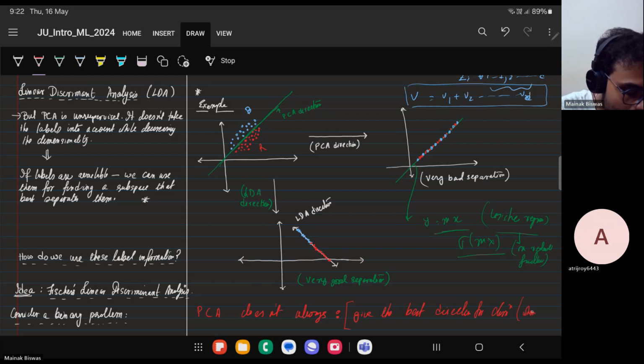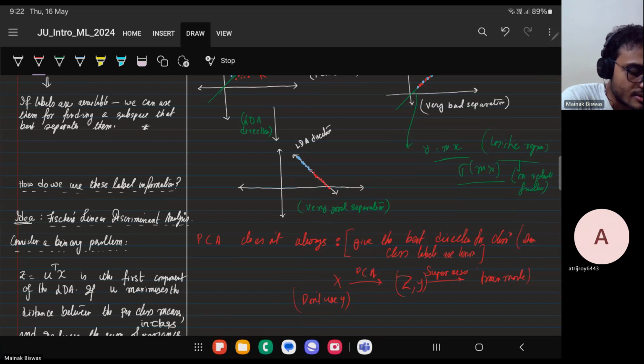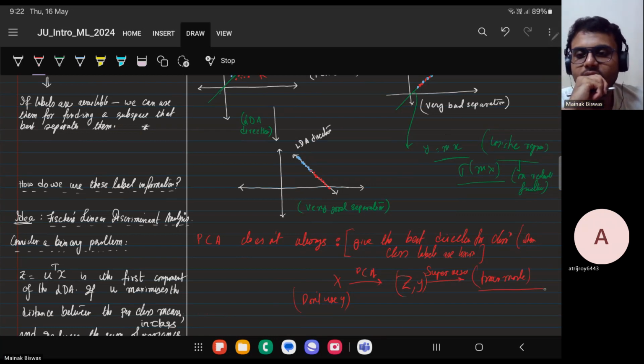when class labels are known. So normally what people do: take the data, do PCA, get Z, and train the logistic regression model, or whatever supervised learning model, on Z. So you do not use Y in PCA, but you use Z, Y pairs to train the model, because it is reduced dimension. But in this case, we can see that this is not going to help. Do you agree?